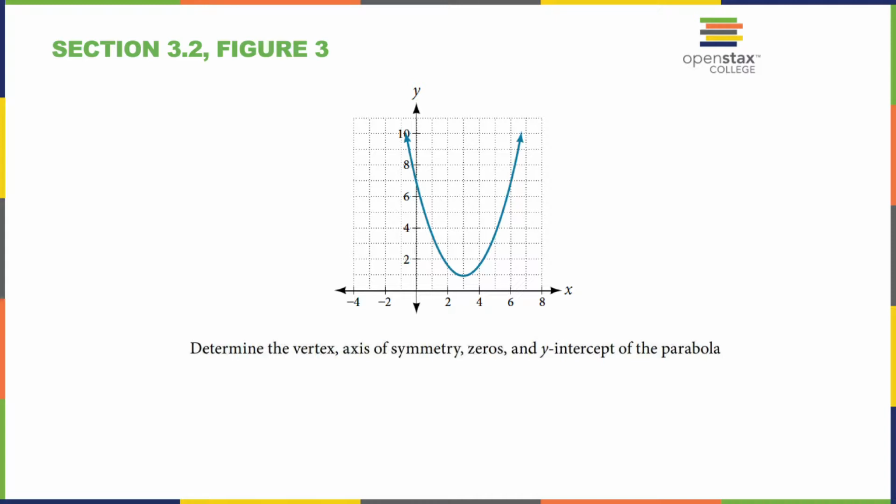So take a look at this one and see if you can find the vertex, which should be a point, axis of symmetry, which should be the equation of a vertical line, zeros, which, remember, this is also the same thing as x-intercepts, and the y-intercept of the parabola. Once you've done that, you can press play on this video again.